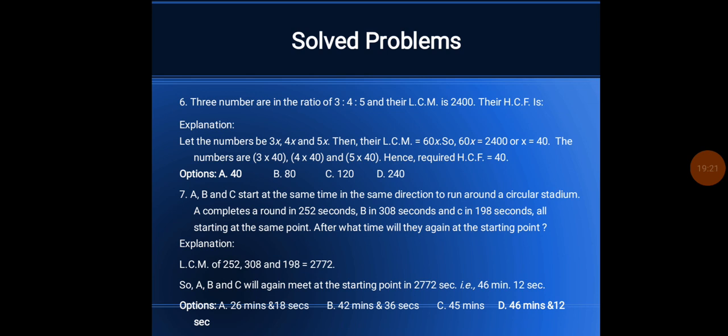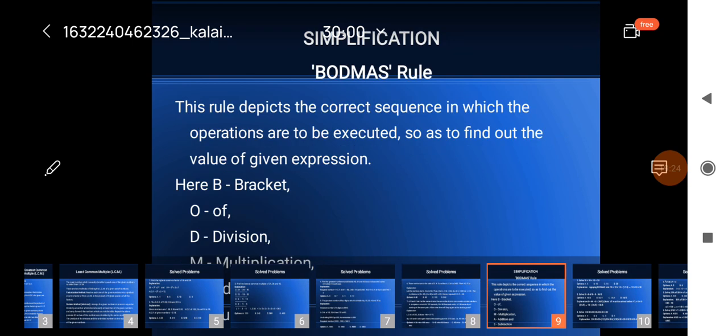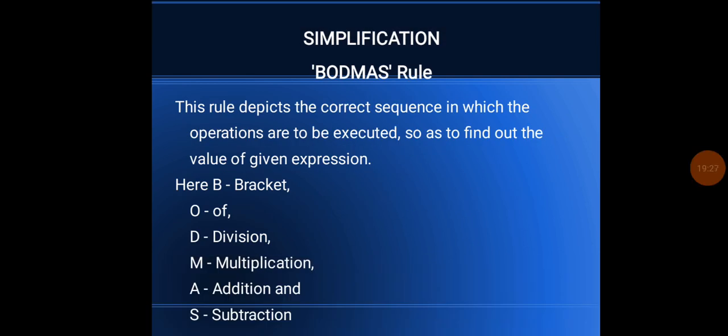Next we move on to the second topic. The second topic is simplification using BODMAS rule. The abbreviation of BODMAS rule is BODMAS, meaning bracket, of, division, multiplication, addition and subtraction. So we solve in this order. First we have to solve the bracket, next division, multiplication, addition and subtraction.